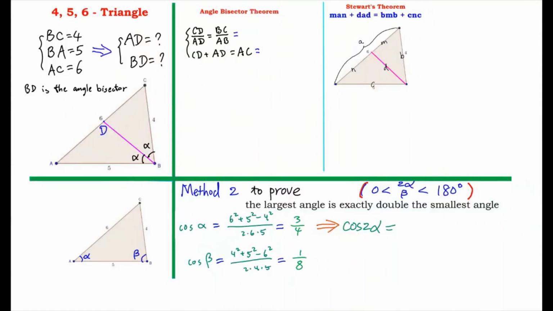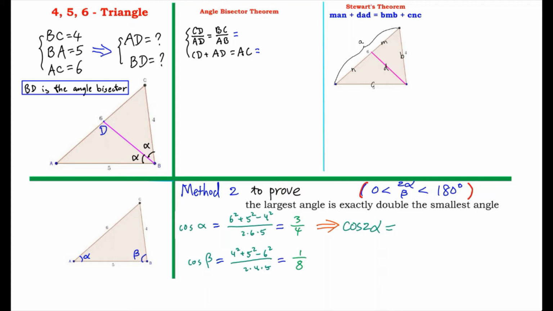This triangle has side lengths 4, 5, and 6. As we know, we have to find the side lengths of AD and BD. Also, side note, BD is the angle bisector of angle CBA.